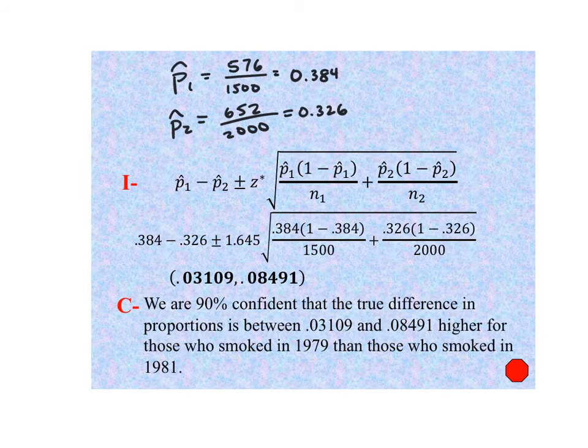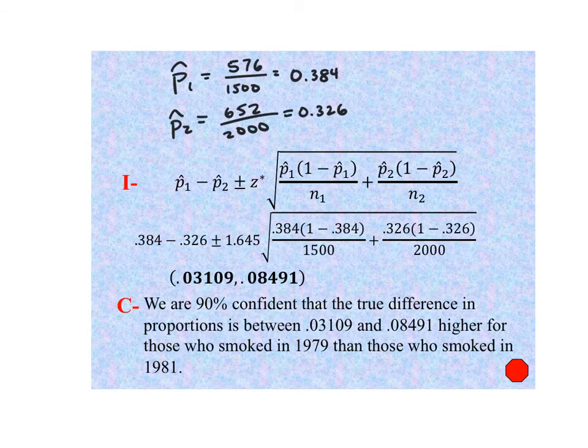Okay, and if I plug them in, also notice the difference in the sample size. Remember, for 1979, we sampled 1,500 adults. For 1981, we sampled 2,000 adults. And so you get the following value. And let's look at the conclusion. We are 90% confident that the true difference in proportions is between 3% and 8% higher for those who smoked in 1979 than those in 1981.